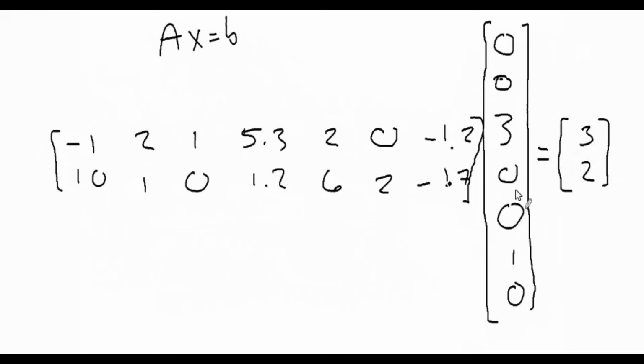Now let's look at the second row. Here you get 1, 2, 3. The first 2 elements are times 0. So you pick up nothing there. And then you have 0 times 3. You pick up nothing. Then 1.2 times 0. 6 times 0. 2 times 1. Hey, look, 2 times 1. And then -1.7 times 0. That's 0. So the only thing you pick up here that's non-zero is 2 times 1 is equal to 2. So check. X is a solution.